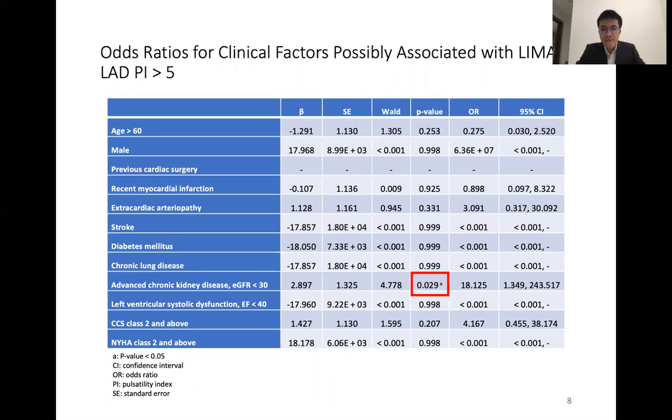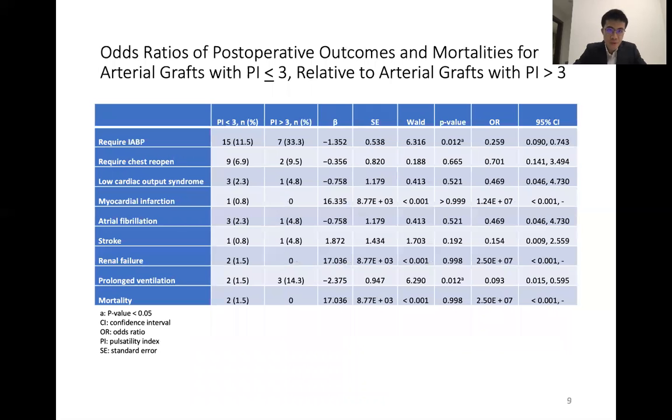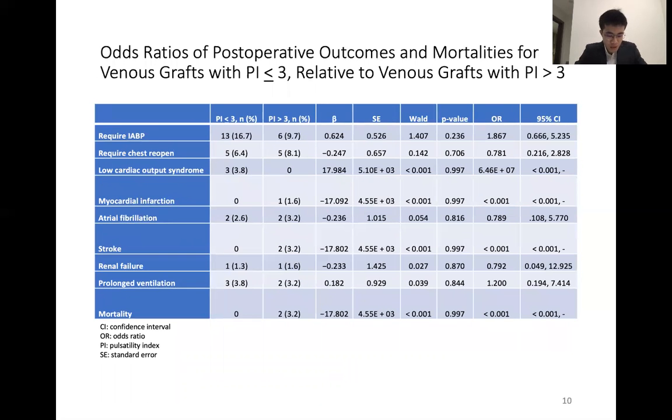This table shows that only advanced CKD is significantly associated with PI more than 5 for LIMA LAD. eGFR less than 30 increases the odds by 18 times. This table shows that for arterial grafts, if PI is less than 3, patients are less likely to require IABP and less likely to require prolonged ventilation. This table shows that there is no significant difference in terms of post-operative outcome between venous grafts with PI less than 3 and PI more than 3.